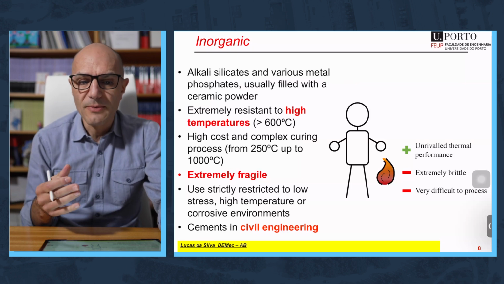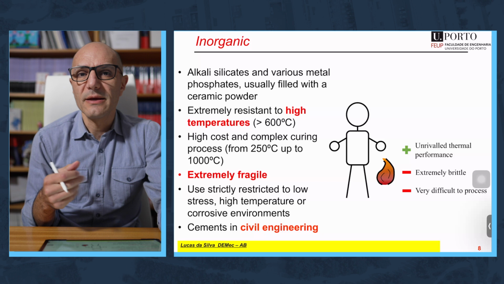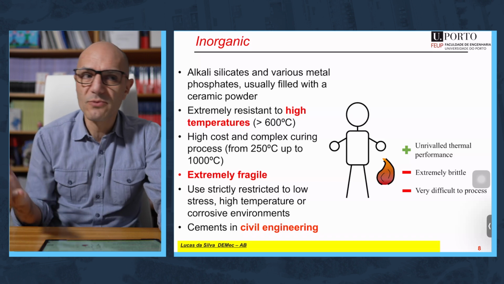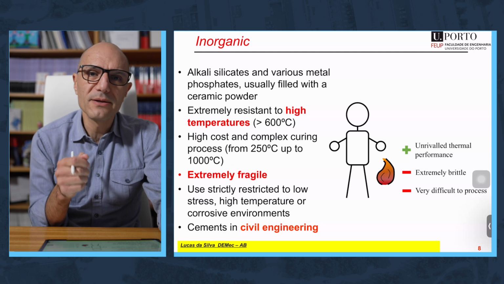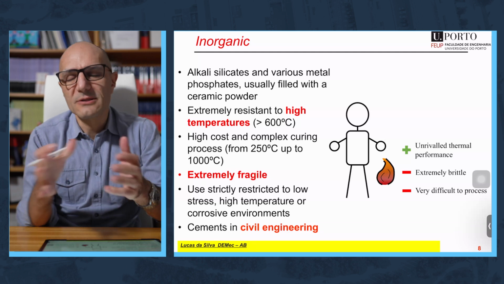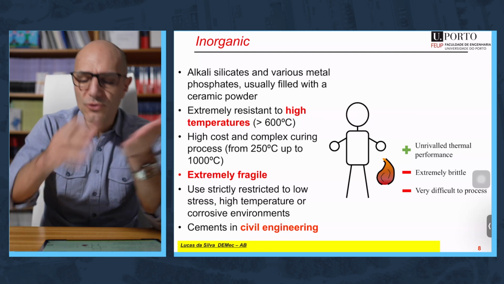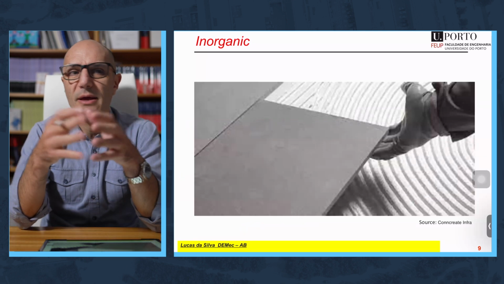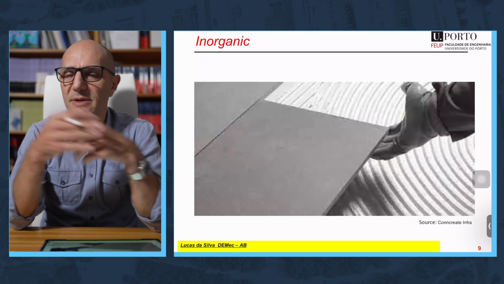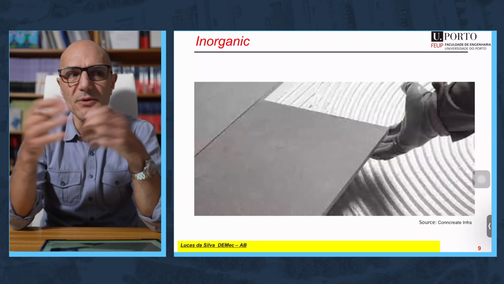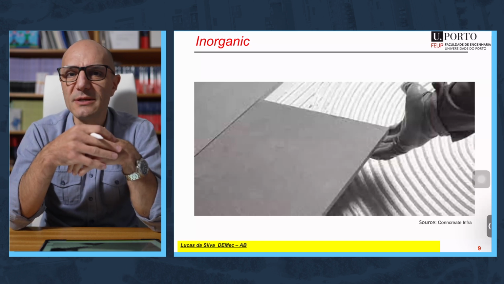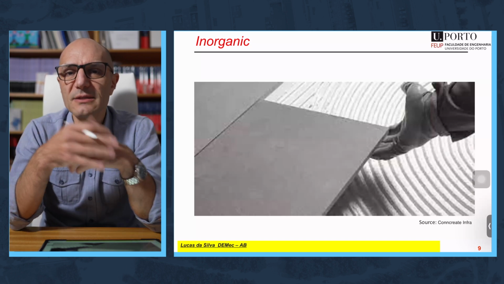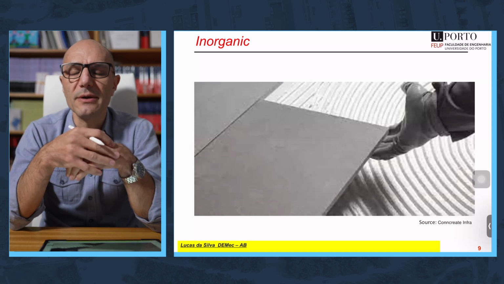The key word here is that they can withstand very, very high temperature. We are talking about ceramic adhesive, but they are extremely brittle. So it's for very particular situations. To bond the tiles in civil engineering, we are not talking about a peel or that kind of thing, so it's perfectly adequate. But for the transport industry, we would never think about using a ceramic adhesive. So that's for the non-structural adhesives.